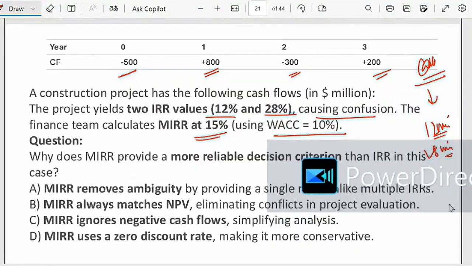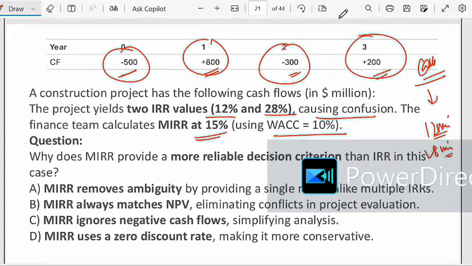Suppose you are baking a cake. You look at two recipe books. One recipe book says that you should bake for 12 minutes. Another says you should bake for 28 minutes. You are confused whether it will be overburned or undercooked, right? So that is what happens with the multiple IRR. IRR can give more than one answer when cash flow changes direction. In this case, you can see initially it is negative, it becomes positive, again negative, it becomes positive. So the cash flow is changing direction, right? So IRR can give more than one value.